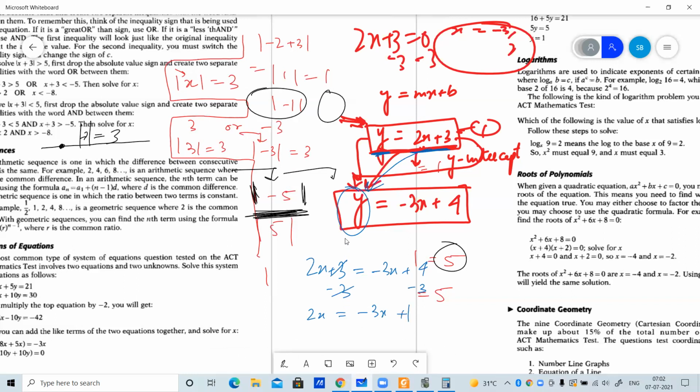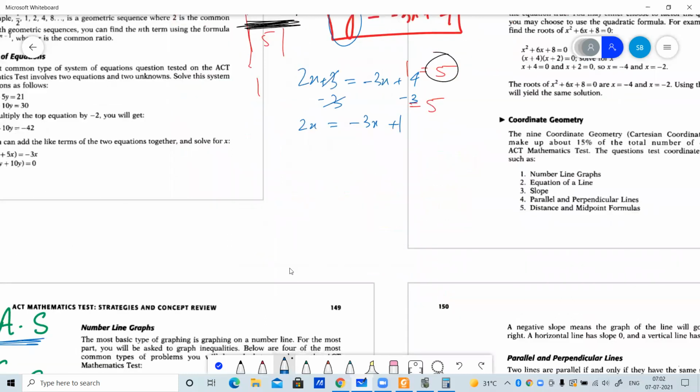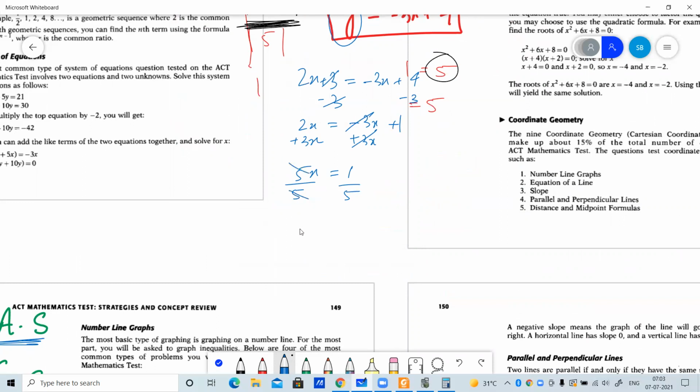And then I will add 3x to both sides. I will get 5x equals 1, and then I will divide both sides by 5. I will get x equals 1 over 5. So I have solved for x. I have got the value of x is 1 over 5.